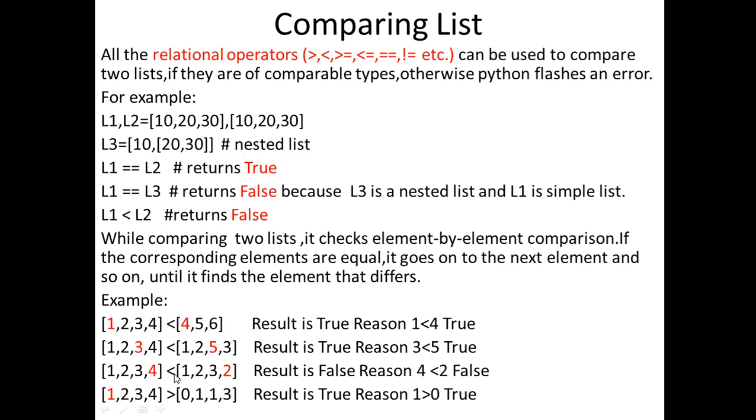In the same way, 1 2 3 4, 1 2 3 2, 4 is less than 2. These three elements 1 2 3 are the same in both lists, but 4 less than 2 is false. So it returns false. 1 2 3, 0 1 2 3, greater than. 1 is greater than 0. The very first item decides it as true because 1 greater than 0 is true. So this is the way to compare lists.